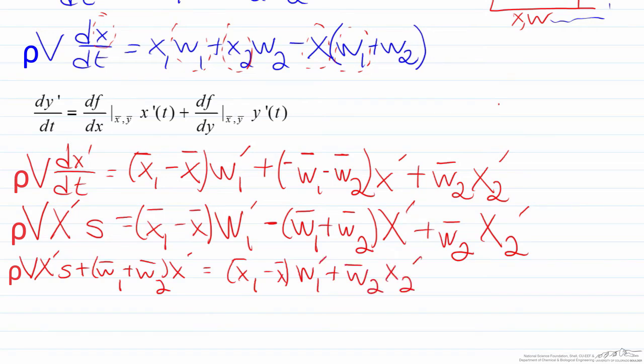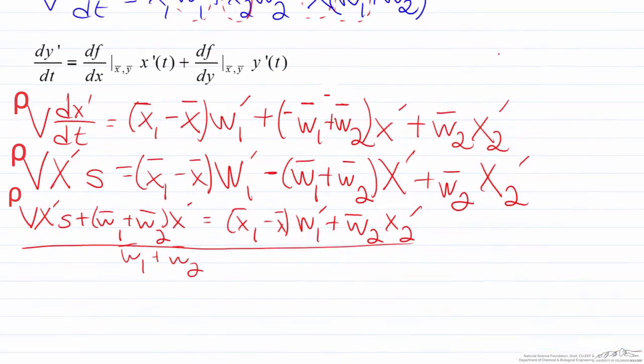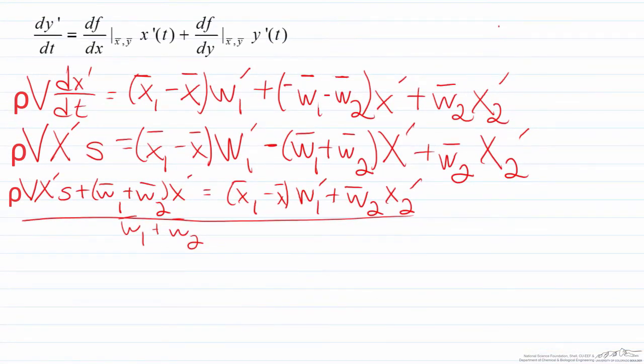One representing how a change in x2 affects a change in x, and one showing how a change in w1 affects it. So we'll divide everything now by w1 bar plus w2 bar to get everything into tau s plus 1 form, to get into standard form. So what this leaves us with is that x prime is going to equal x1 bar minus x bar divided by w1 bar plus w2 bar. So that will be the representative of the gain.